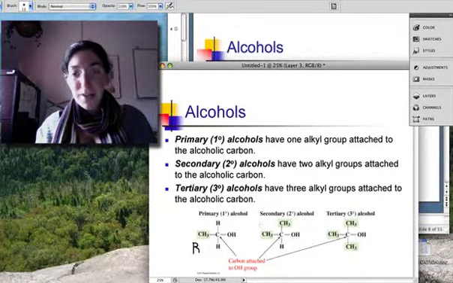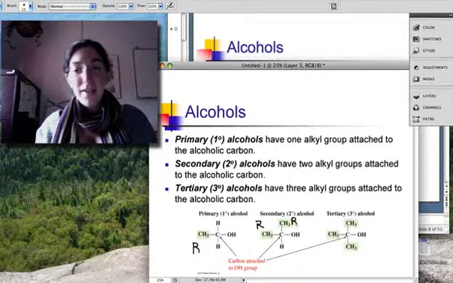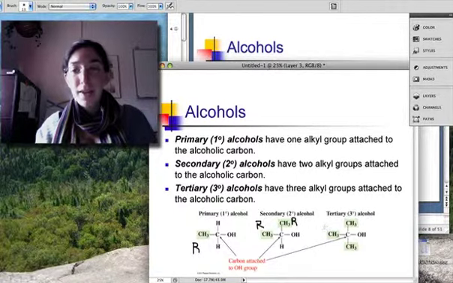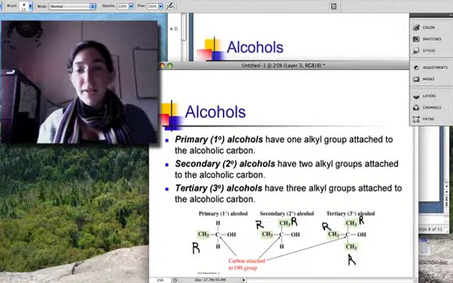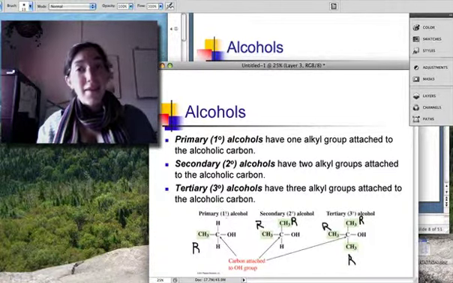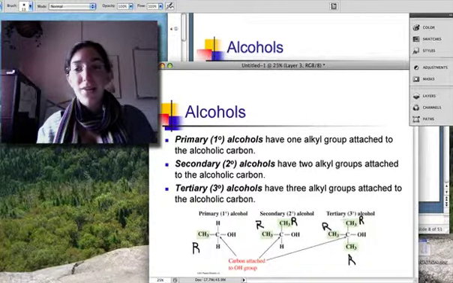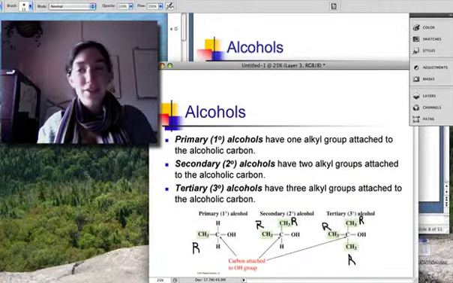This carbon is bonded to two R's, so this methyl group is an R, and this one is an R, and an H. And this alcoholic carbon is bonded to three R groups. I hope everyone's able to understand this. So if it has one R group, it's a primary alcohol. If it has two R groups, it's a secondary alcohol. If it has three R groups, it's a tertiary alcohol.